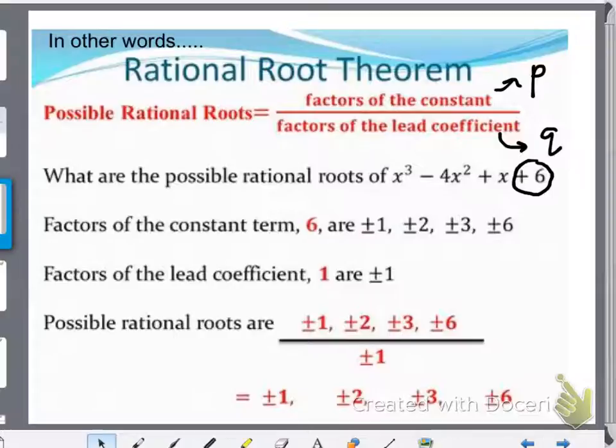So here are the factors for the constant term. Now, here's our lead coefficient. Well, that's our leading term, x to the third. There's no number in front, so we assume there's a 1. So our lead coefficient is 1, and our factors are plus or minus 1. Then we take each factor of the constant and divide them by the factor of the lead coefficient. So in this case, we have 8 possible rational roots: plus or minus 1, plus or minus 2, plus or minus 3, plus or minus 6.